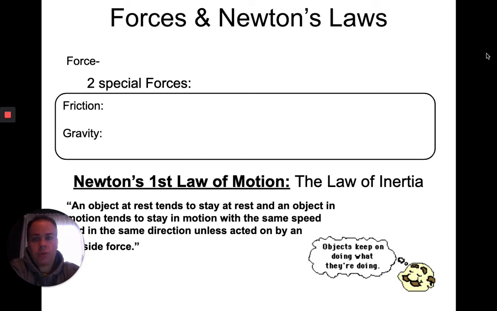We'll learn about each of them, and learn about some examples. Tomorrow I'm going to ask you to watch some videos that will help you to understand how these laws apply to everyday objects and how they're applicable to our lives. And then we're going to be doing some online simulations that concern these laws.